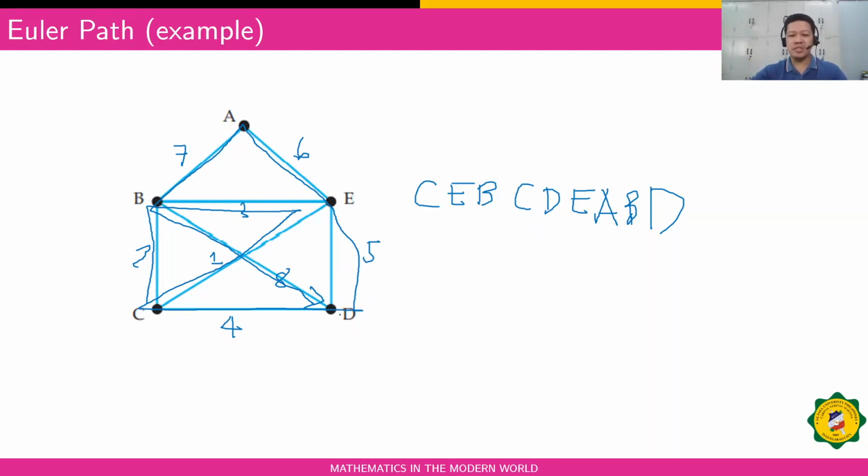The path CE, BCD, ED is not actually unique. You can find another path, another Euler path in this graph. You can try it.